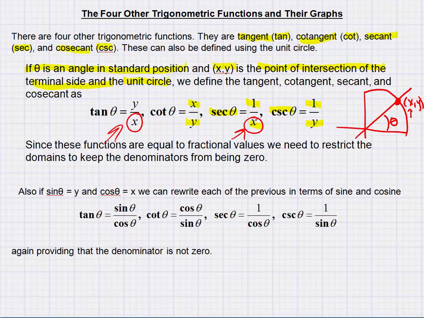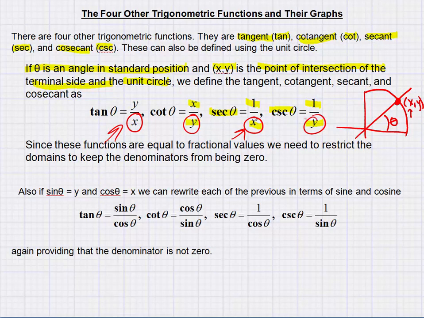It didn't happen with sine and cosine. Sine and cosine are never undefined because they're not defined by fractions. They're either just defined by solely the x or the y. But now these are y over x, 1 over x. If x is 0, tangent and secant are undefined. Same thing goes with y being 0. If y is 0, cotangent and cosecant are undefined. And that's something we're going to talk about in a little bit more detail in a couple seconds.